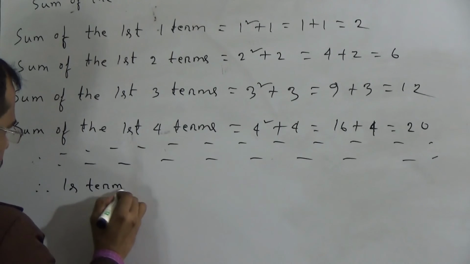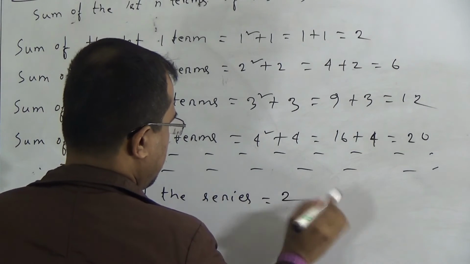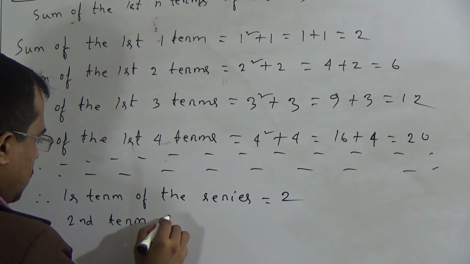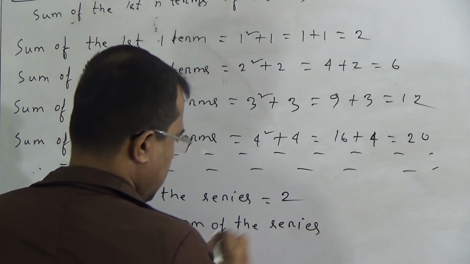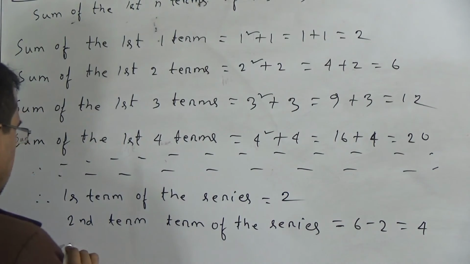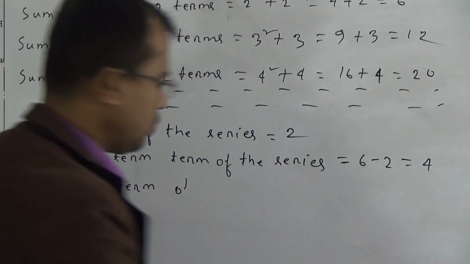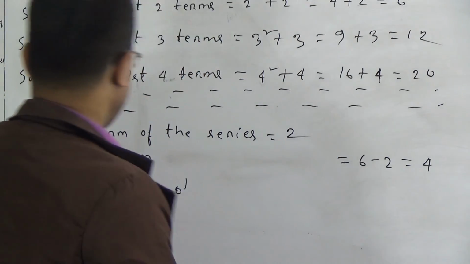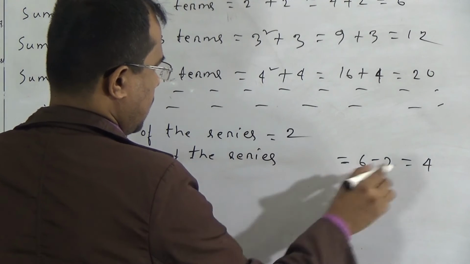Therefore, the first term of the series is equal to 2. Second term of the series is equal to 6 minus 2 equal to 4.